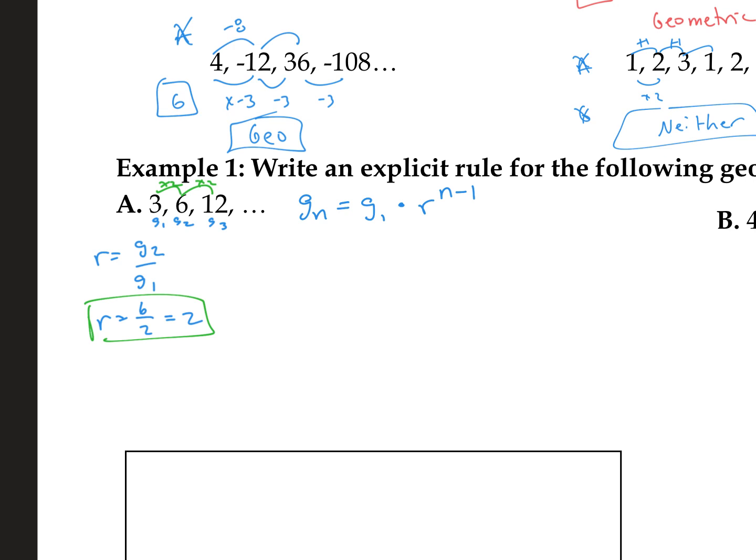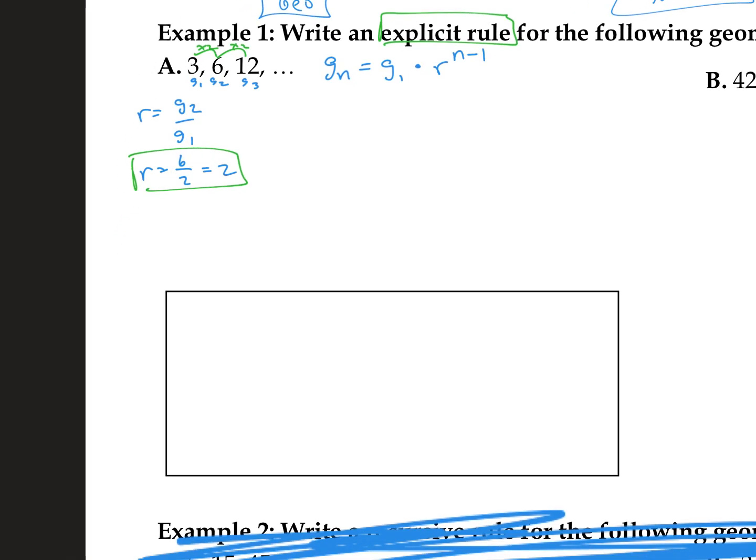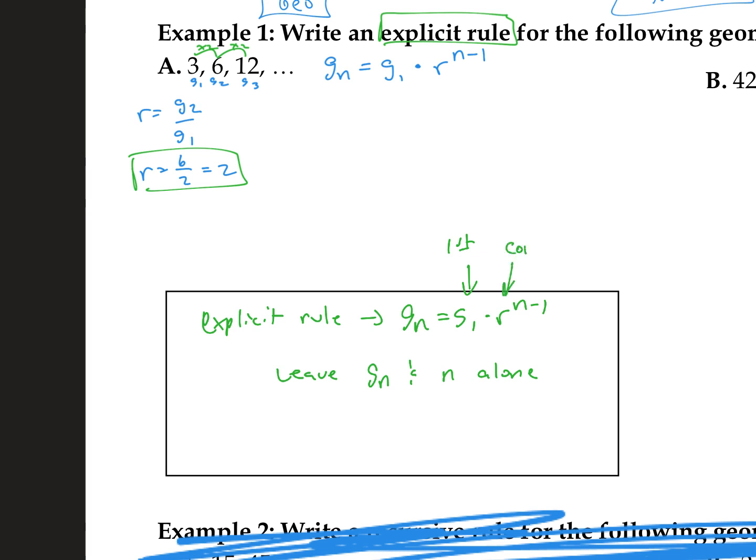So if I'm writing an explicit rule, g sub n equals g sub 1 times r to the n minus 1. We're always going to leave g sub n and n alone. It's kind of like your y and your x. G sub n is kind of like your y, and n is kind of like your x. So all I need to find is my g sub 1, which is my first term, and my r, which is my common ratio.